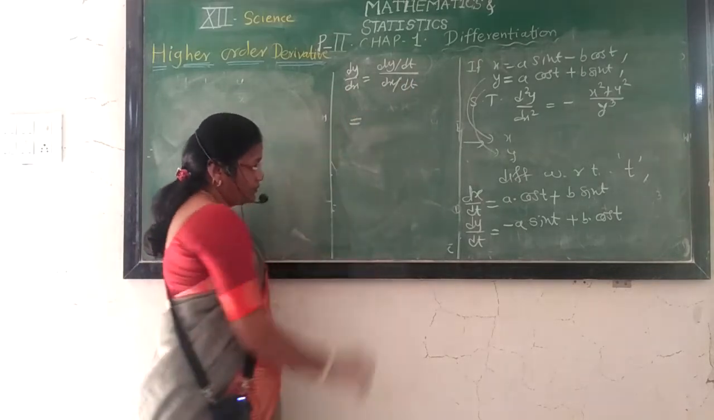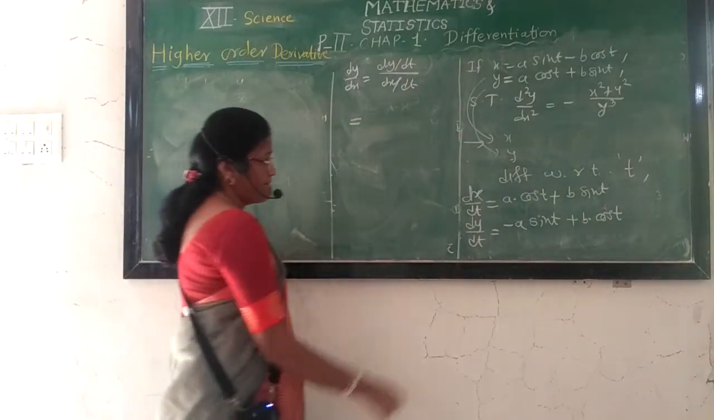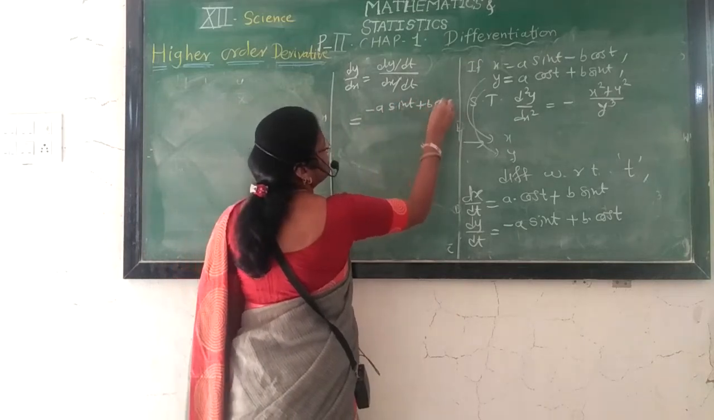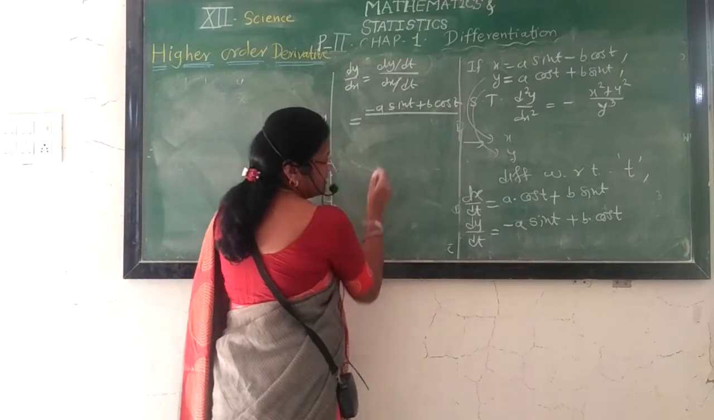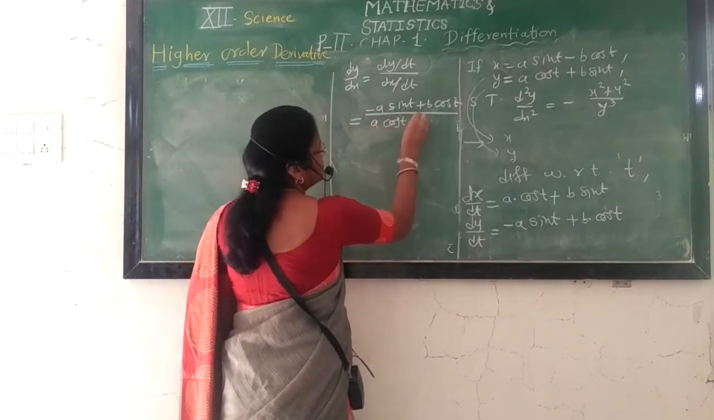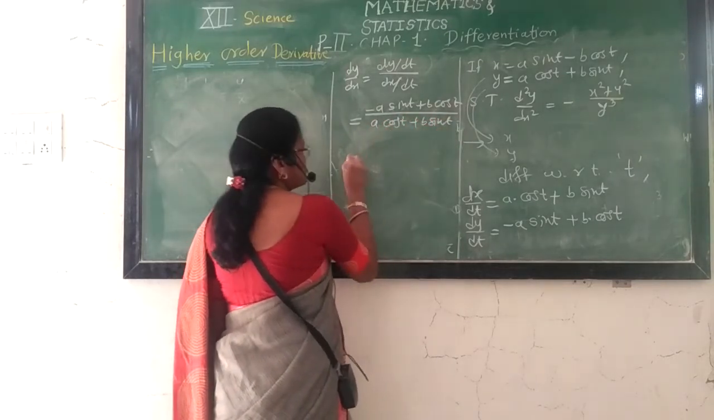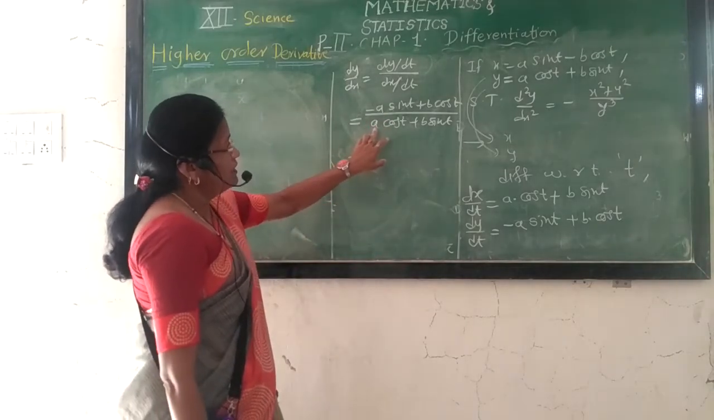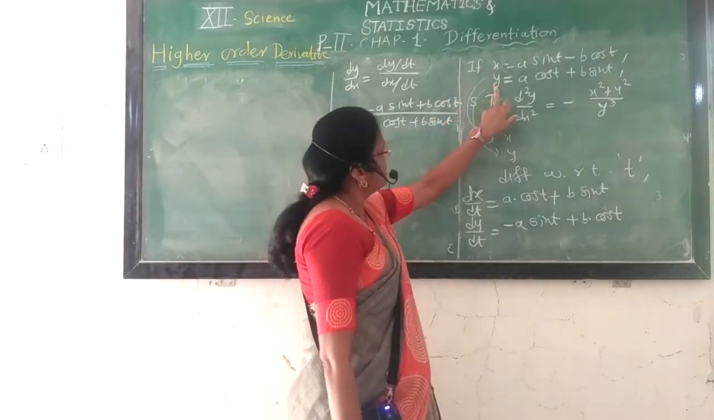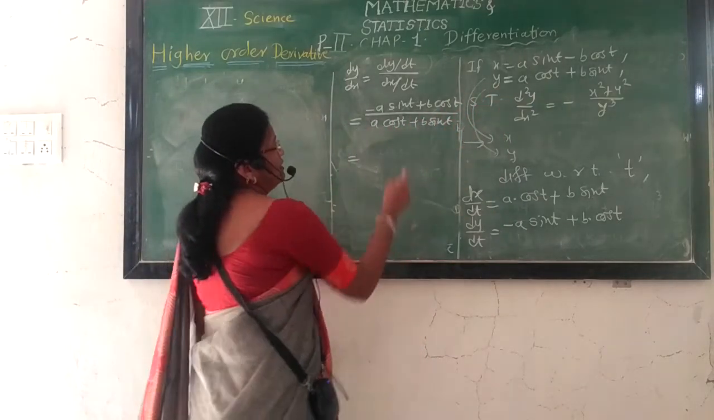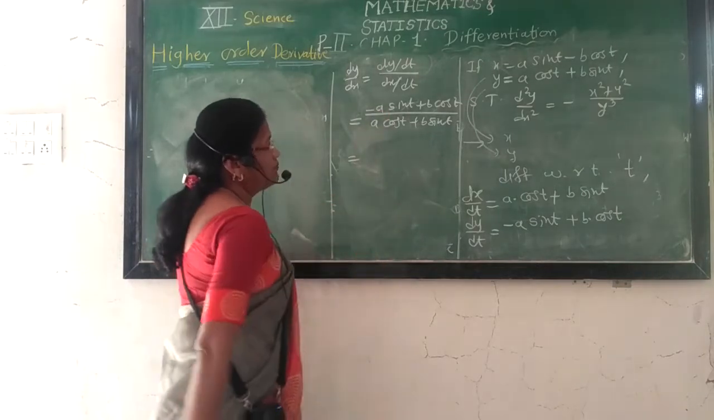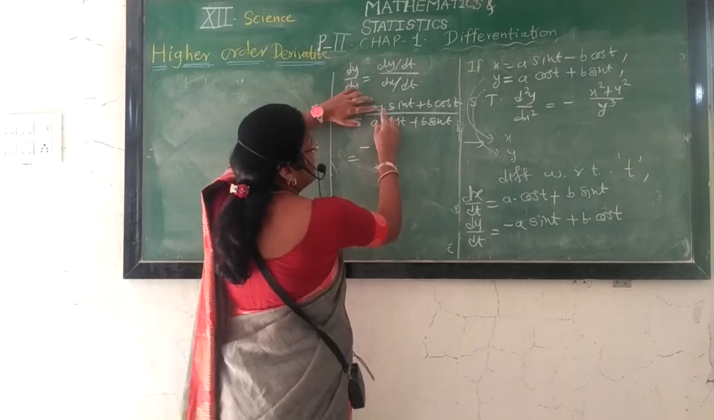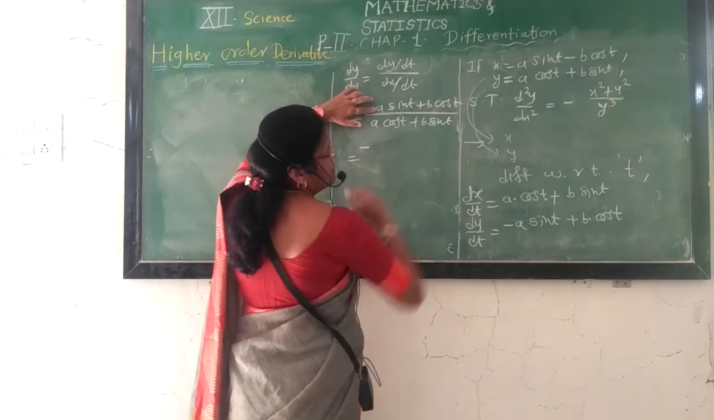Now by the definition of a parametric function, dy by dx is equal to dy by dt upon dx by dt. What is dy by dt? Minus a sin t plus b cos t, and dx by dt is a cos t plus b sin t. Now you observe these two terms, the numerator and denominator. Here the denominator is nothing but a cos t plus b sin t, and for the numerator we take the minus sign common, so that becomes a sin t minus b cos t, that is the value of x.